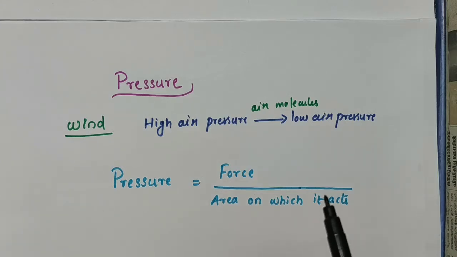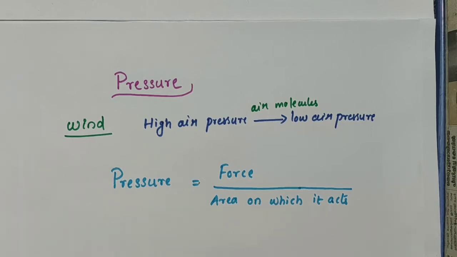The force acting on a unit area of a surface is called pressure. So the expression to calculate pressure is: pressure is equal to force divided by area on which it acts.